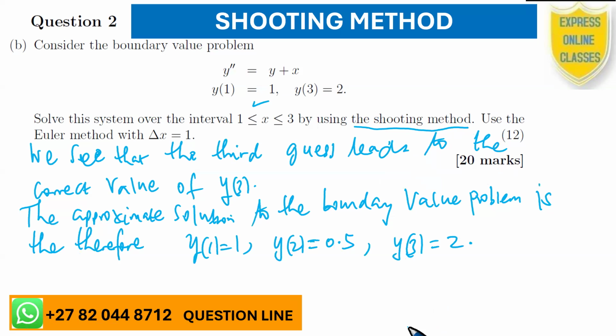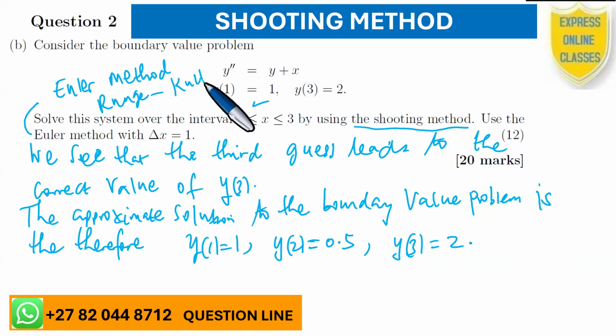What did we learn from this problem? We have learned that the shooting method is a beautiful method, but it doesn't go alone. It is coupled with some other methods like the Euler method, or it can be coupled with the Runge-Kutta. Runge-Kutta has different orders, 2, 3, and so on. So now let us check the next question and practice together.